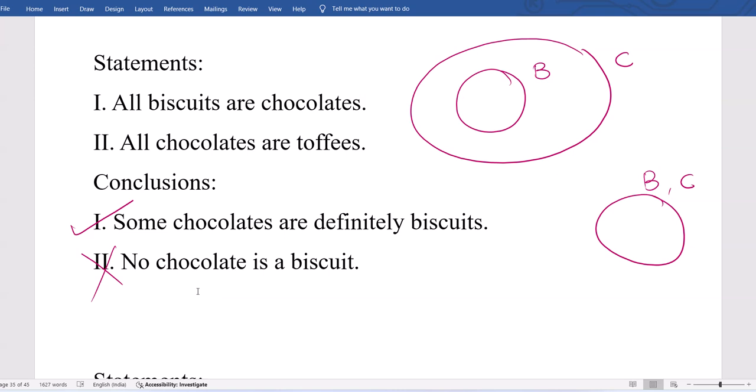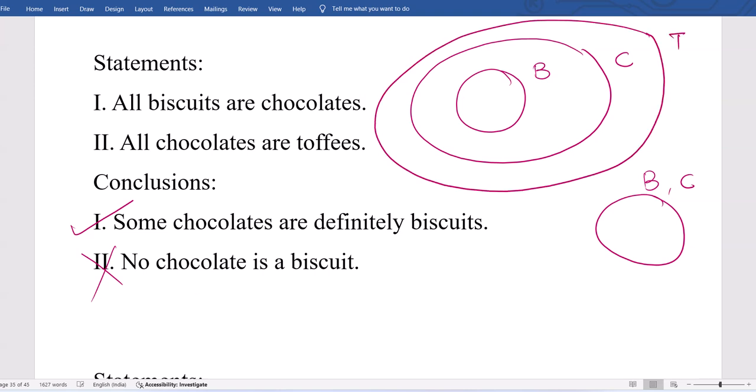Definitely some chocolates are definitely biscuits. Yes, all chocolates are toffees. Okay. You're worrying about that word definitely. So some chocolates are definitely biscuits. Chocolates are connected with biscuits, so some part definitely is there.